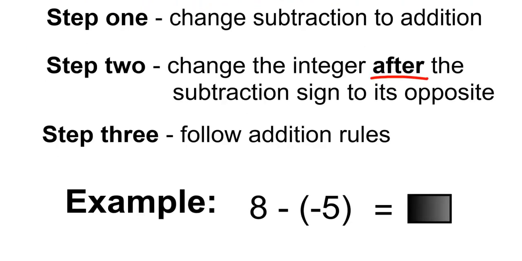Example, 8 minus negative 5. Change the subtraction to an addition. Then change the integer after it, which is negative 5, to its opposite integer. The opposite of negative 5 is positive 5. Then follow addition rules. If I have two positive integers, I add them together. 8 plus 5 will be 13. And since they're both positive, the answer will stay positive 13.